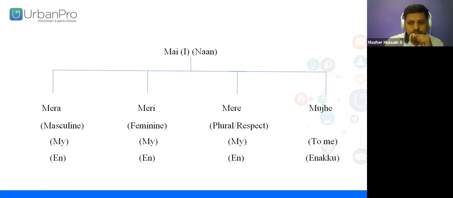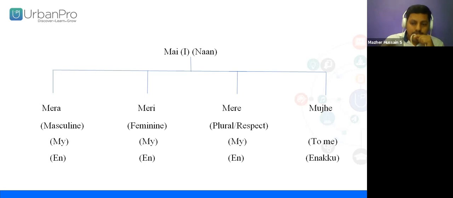Okay, so for "my" in English, in Hindi we have three words. The first word is mera, the second word is meri, and the third is mere. Now mera is used for masculine. When I say masculine, it is not about my gender. It is about the gender of the person, or the gender of the object I want to talk about. It is not about my gender.